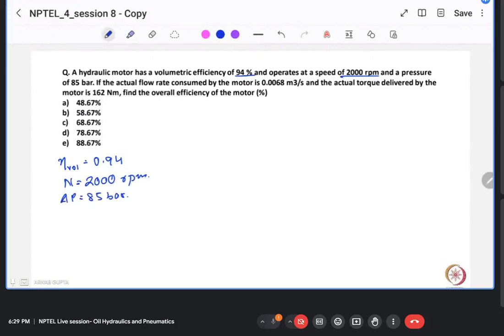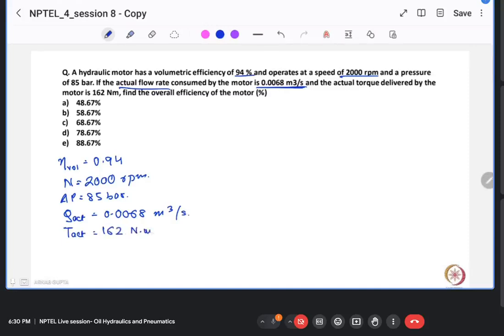If the actual flow rate consumed by the motor is 0.0068, you can again see that here it is a correct value because there you have one more zero after the decimal. So in 0.0068, it is a plausible value. So Q actual is given as 0.0068 meter cube per second, and the actual torque delivered by the motor is 162 Newton meter. So torque actual is 162 Newton meter. Find the overall efficiency of the motor.